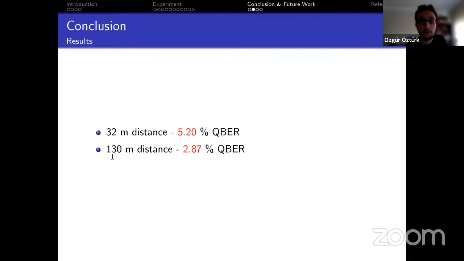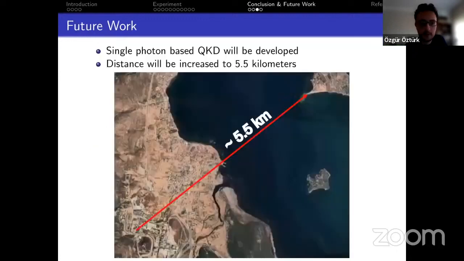But for the 130 meter case, we had to prepare the setup for a couple of weeks, and alignments take a long time. We had only this measurement for 130 meters. So in the future, as I said earlier, our main goal is to implement single photon-based QKD. And we want to increase the distance to 5.5 kilometers.